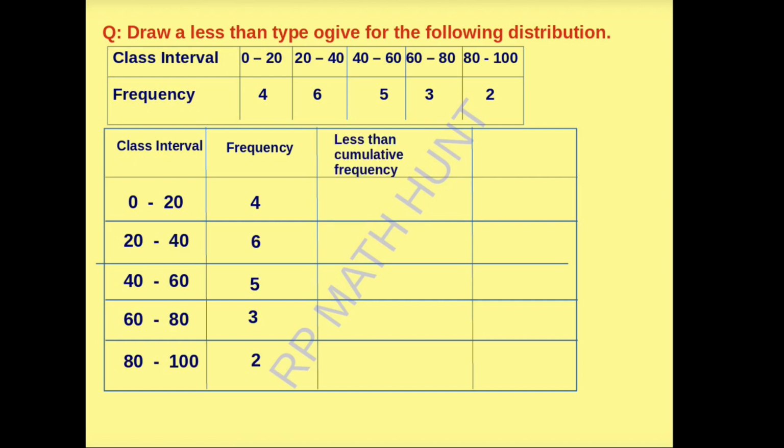Now, we have to add one more column to it, the less than cumulative frequencies. Take the first as it is, 4. And 0 plus 4 is 4. And 4 plus 6, the second frequency, is 10. 10 plus 5 is 15. 15 plus 3 is equal to 18. 18 plus 2 is equal to 20.